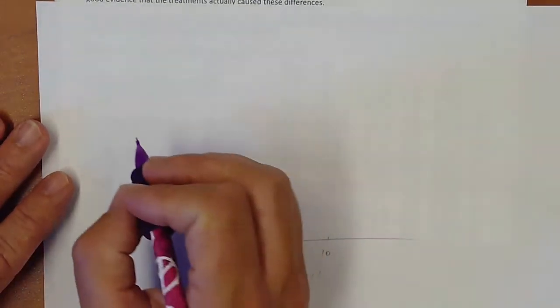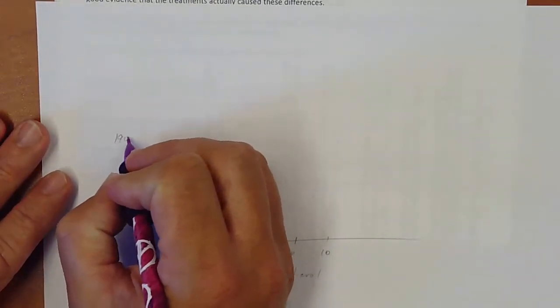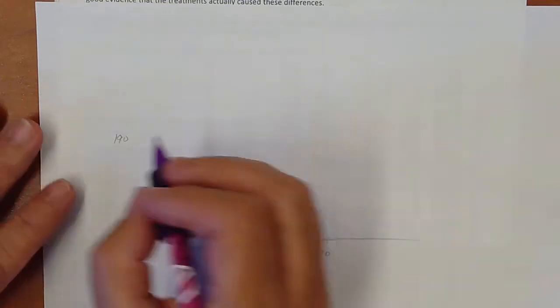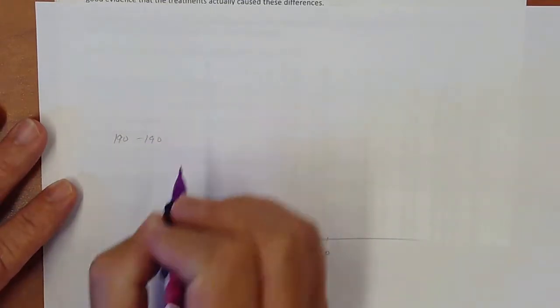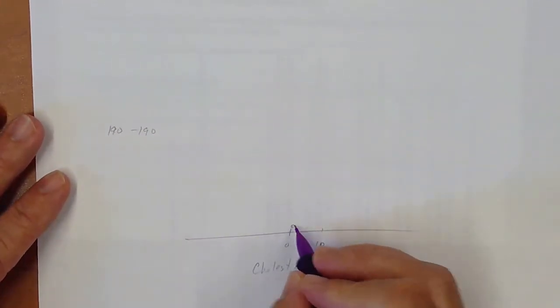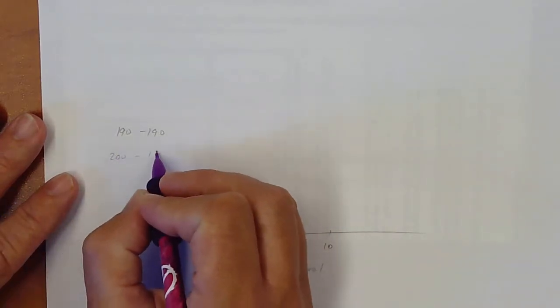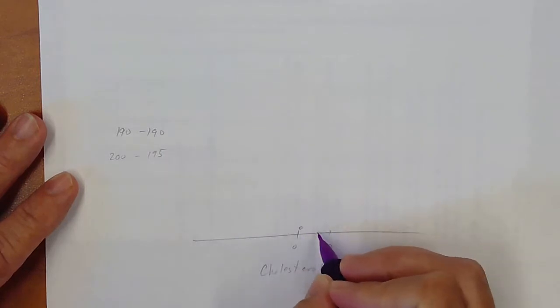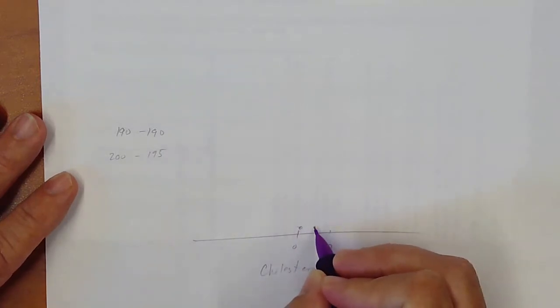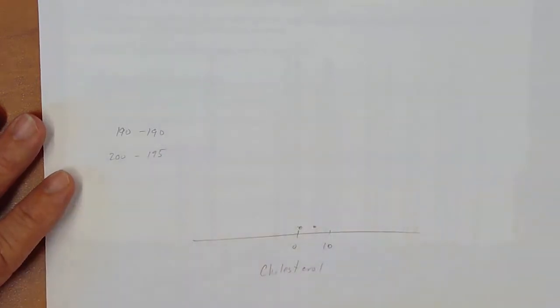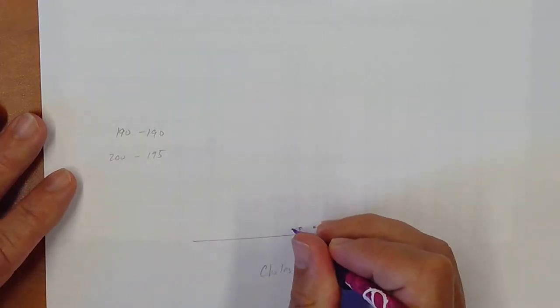So maybe one subject has 190, and when they're done, they had no difference. They had 190, so I subtract and they had a 0. Maybe the next subject had 200 and then they were at 195 after. It went down a little bit, so they had a difference of positive 5. So everything's getting tallied up here.